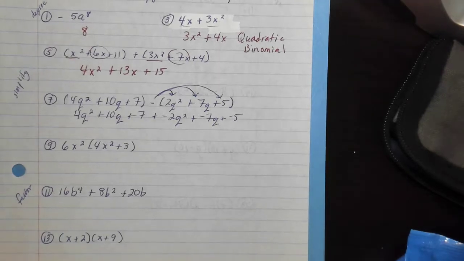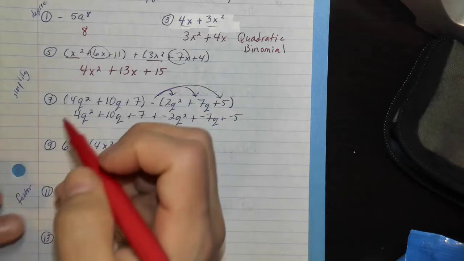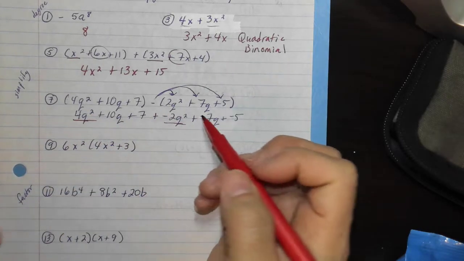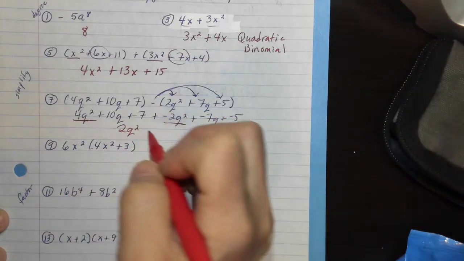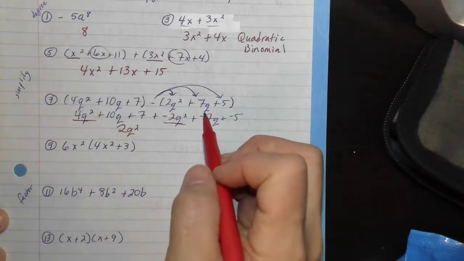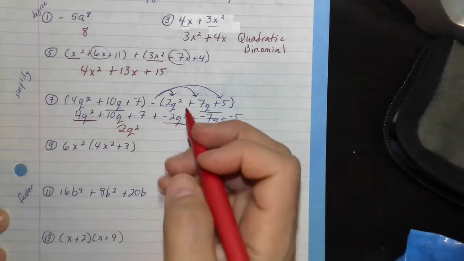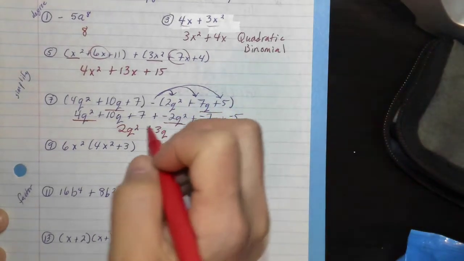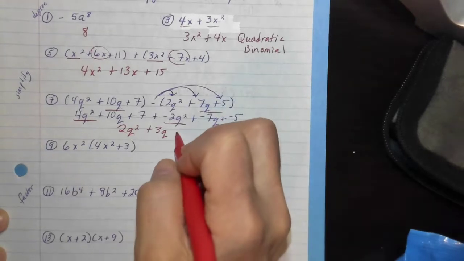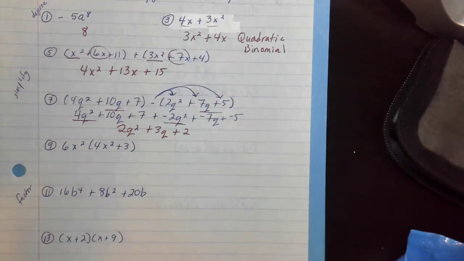That way, when I collect my like terms now, I can make sure that I have the right signs with them. So I'm going to look for the q squared terms, and I've got two of them. 4q squared, take away two of those q squareds, you get 2q squared. I have a negative 7q and a 10q. So 10q's take away 7q's is 3q's. And then 7 and negative 5 makes 2. So 2q squared plus 3q plus 2 should be your final answer.